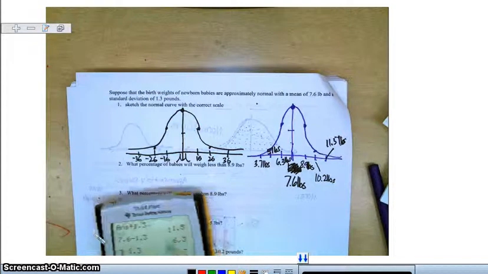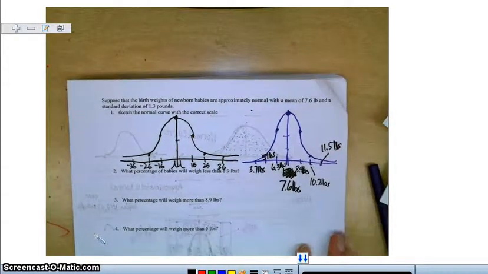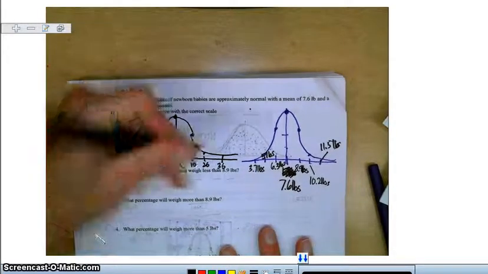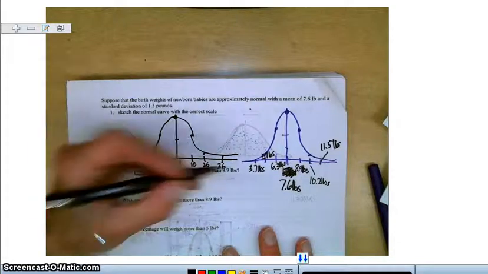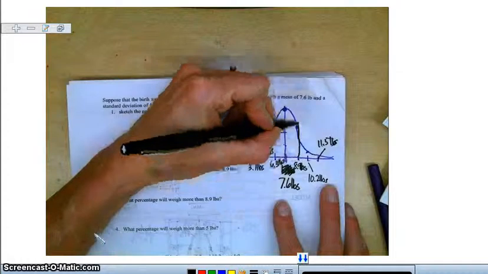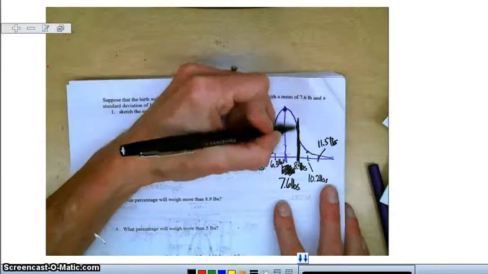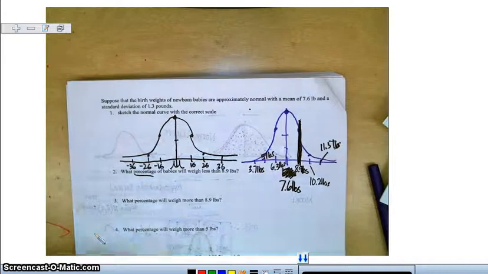So this is the normal distribution for the birth weights of newborn babies, and it asks what percentage of babies, this is kind of like a probability, what's the probability that a baby will weigh less than 8.9 pounds? What percentage of babies will weigh less than 8.9 pounds? Okay, so we just go here and we will see that 8.9 pounds happens to go exactly with that standard deviation right there.